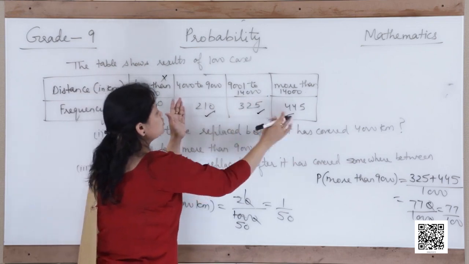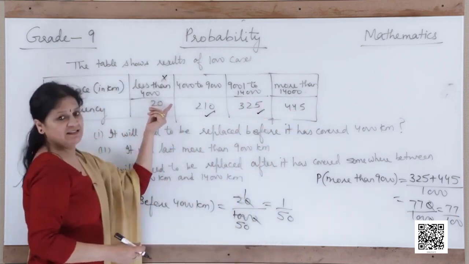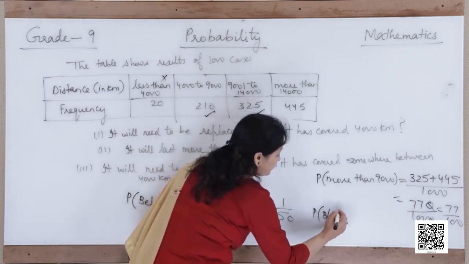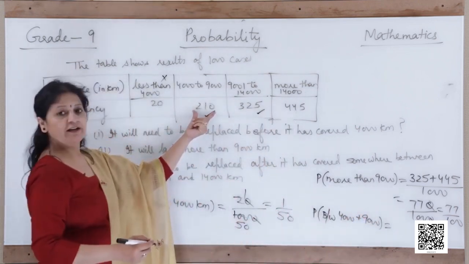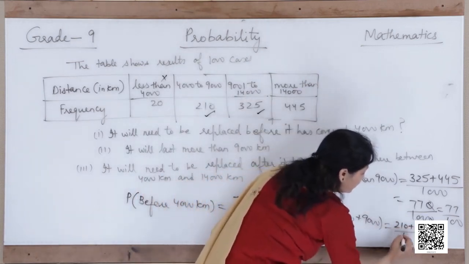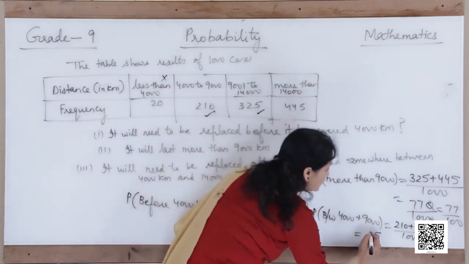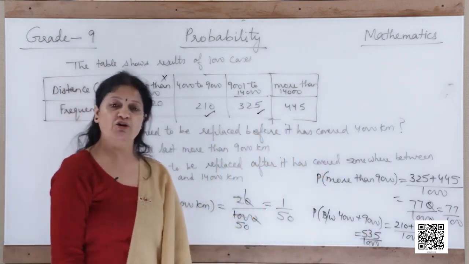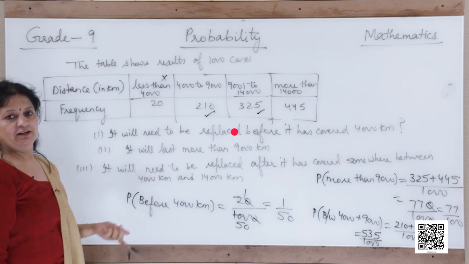So that means these two cases will be there, because here it is more than 14,000 and here it is less than 4,000. So that means probability of between 4,000 and 9,000 is 210 plus 325 divided by total is 1000 only. So how much is 210 plus 325? It is 535 by 1000. So your answer for all the parts we have given by only reading the table correctly.